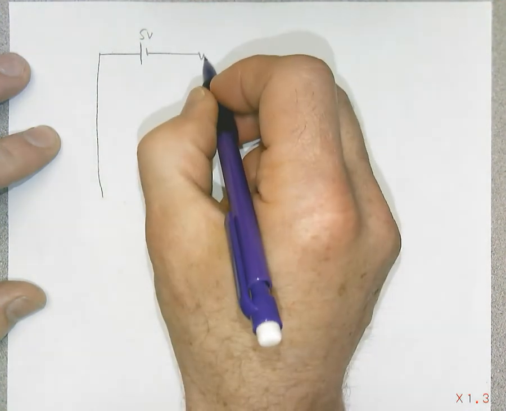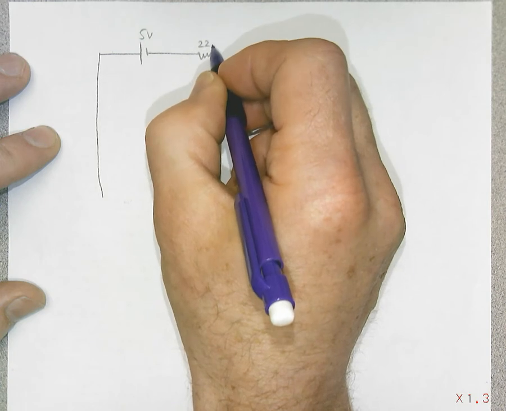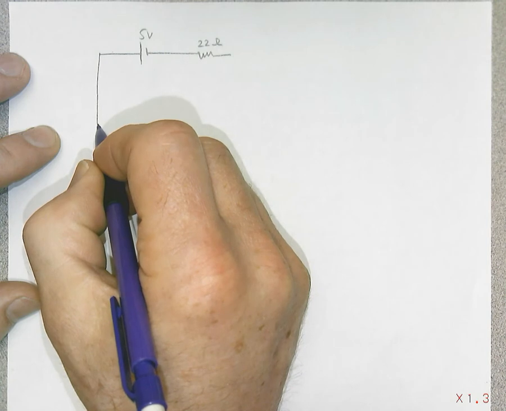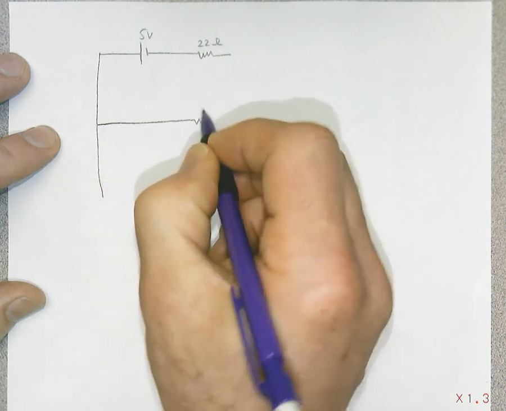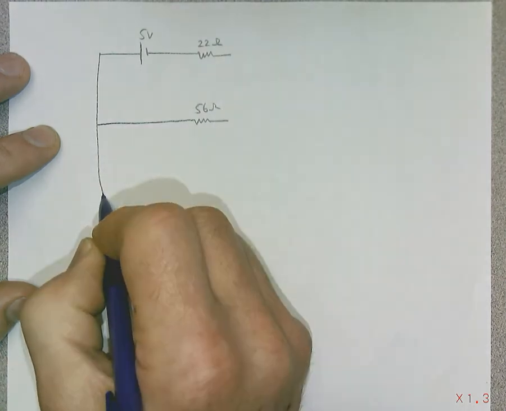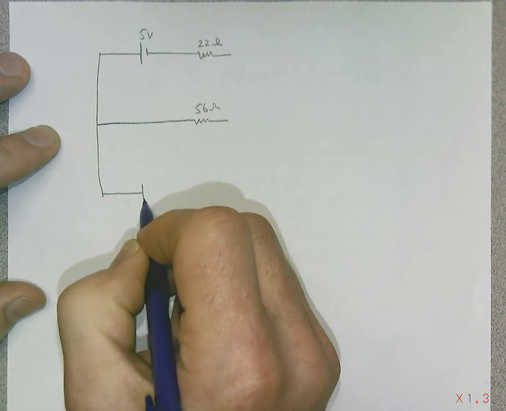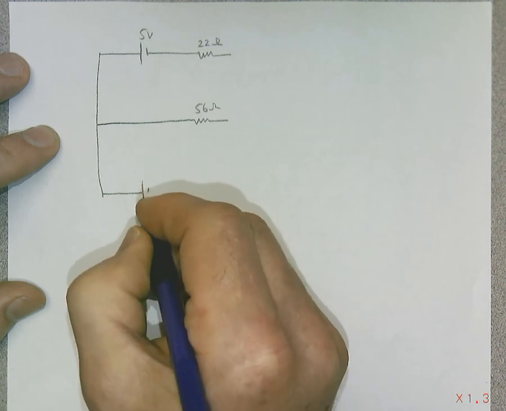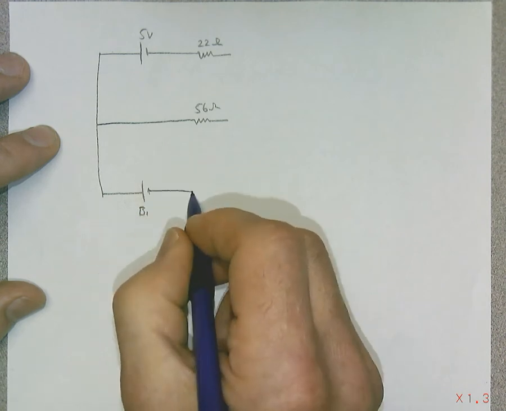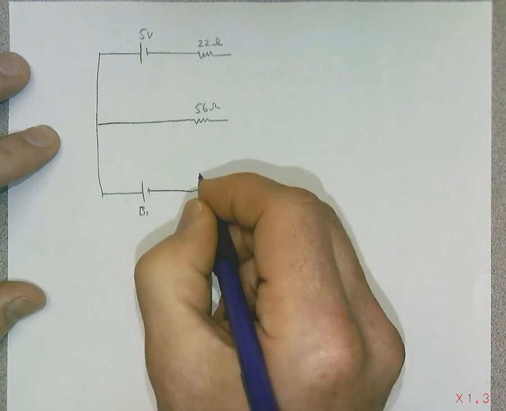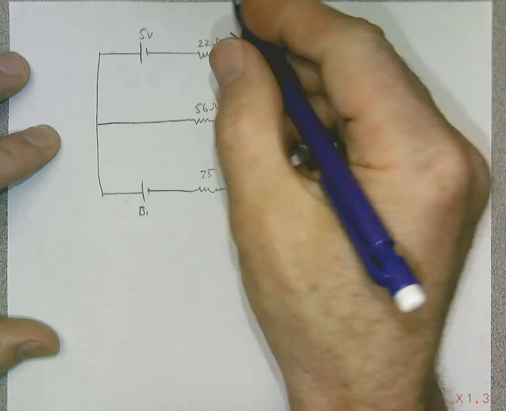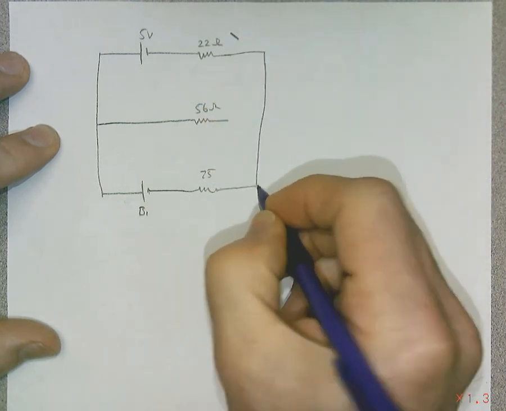And on this branch, there's a 22 ohm resistor. And then there's a middle branch that has a 56 ohm resistor. And then there's a branch down here that has B1. B1, isn't that nice? B1 in it. And it has a 75 ohm resistor in that branch. Okay. And then these are all connected like this.